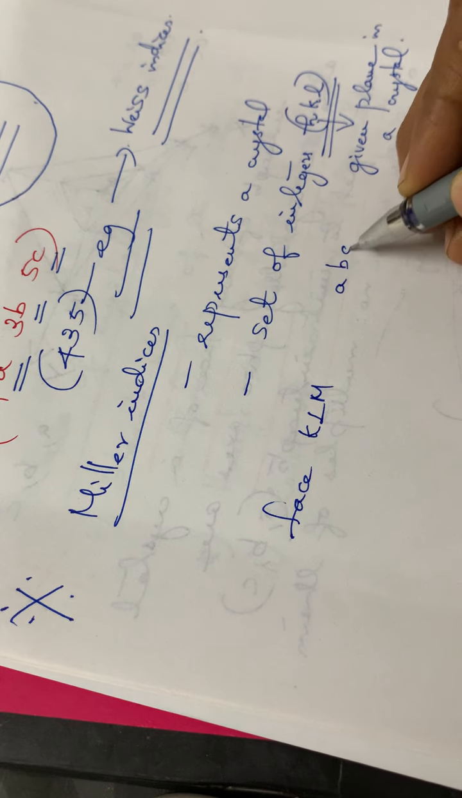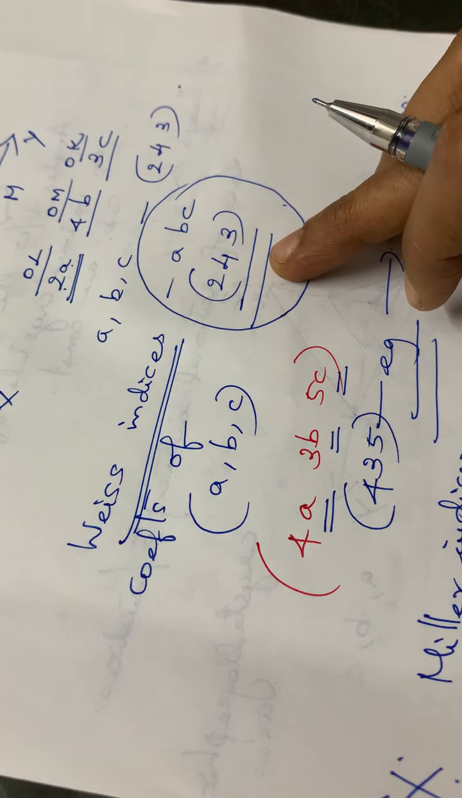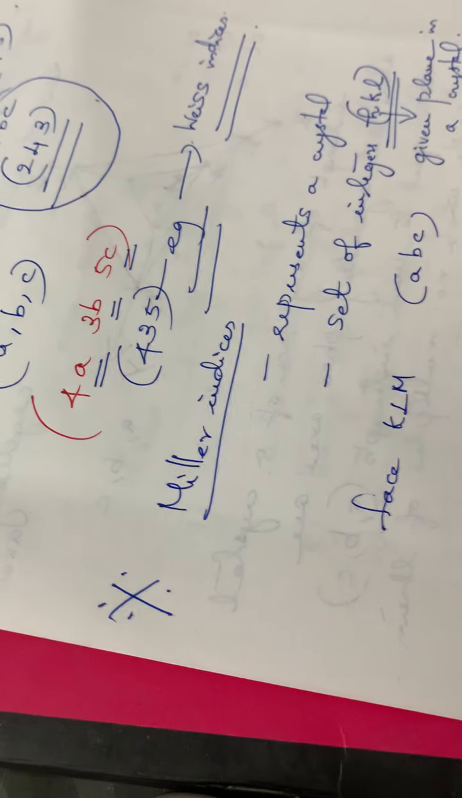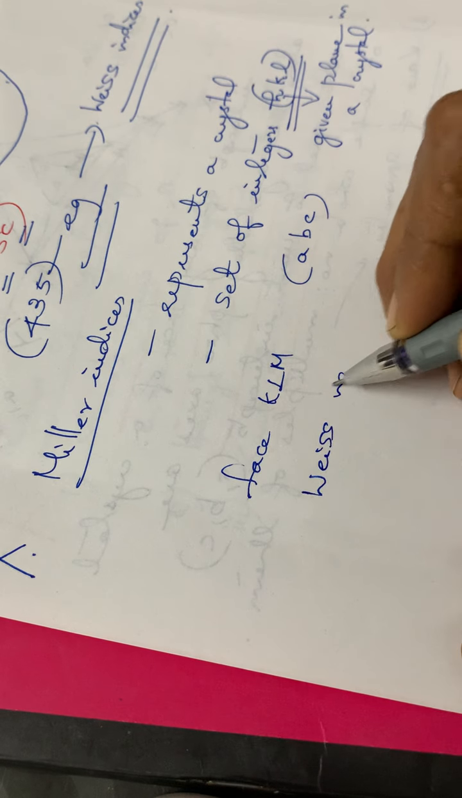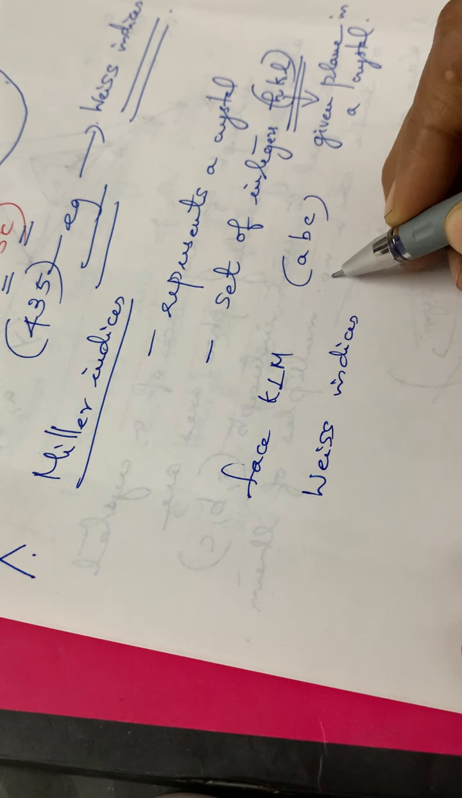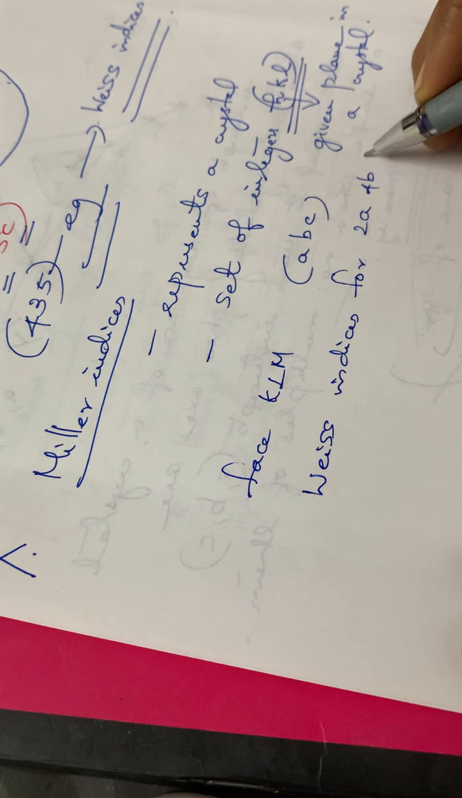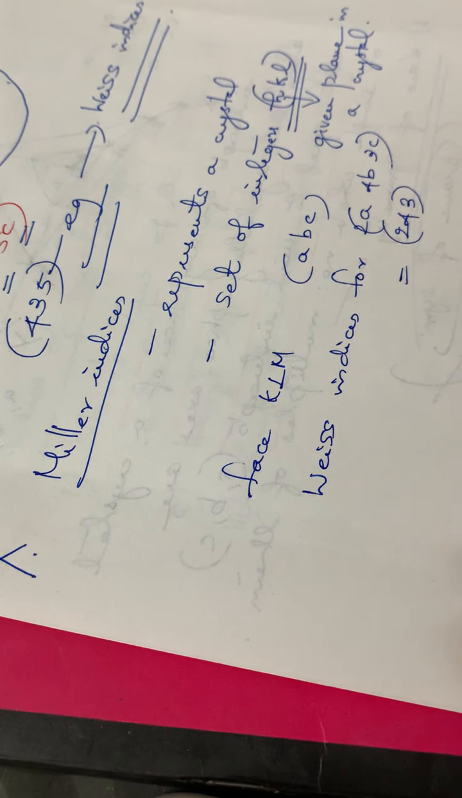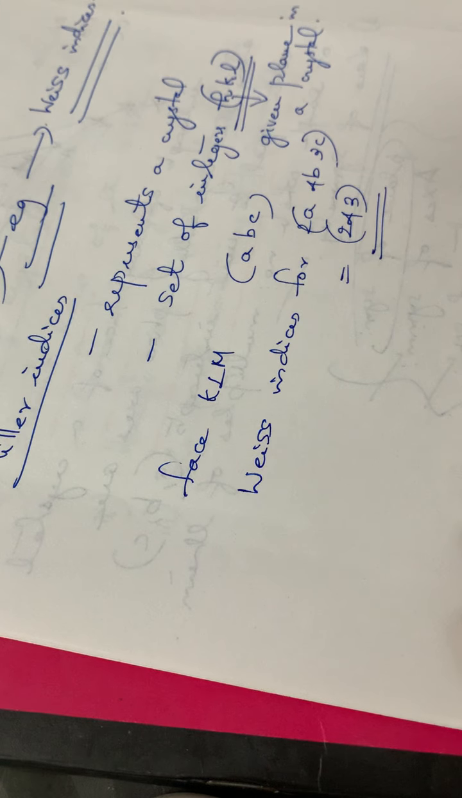For the plane KLM, let the unit cell dimensions be A, B and C. Again, we have seen the Weiss indices for the plane 2A, 4B and 3C. What is the Weiss index for this plane? That is 2, 4 and 3, isn't it? So this is the Weiss index. Then from this Weiss index, you have to calculate the Miller index.